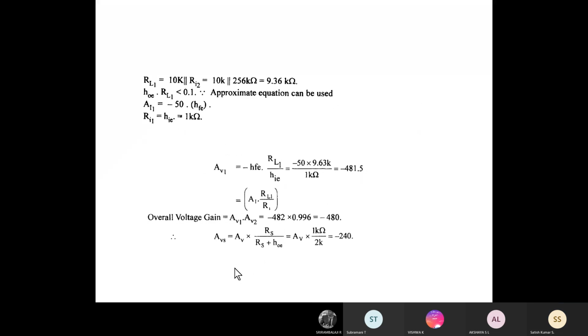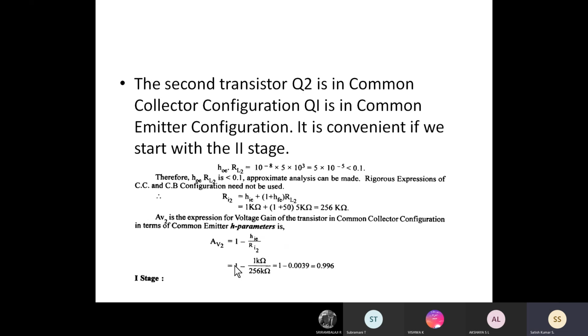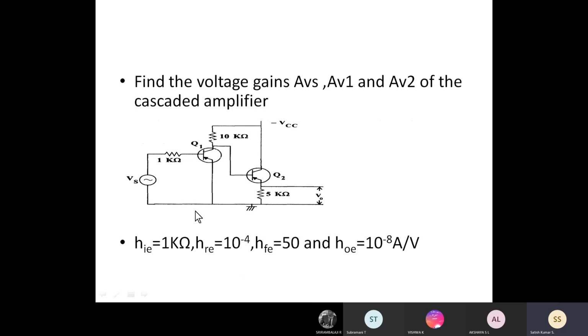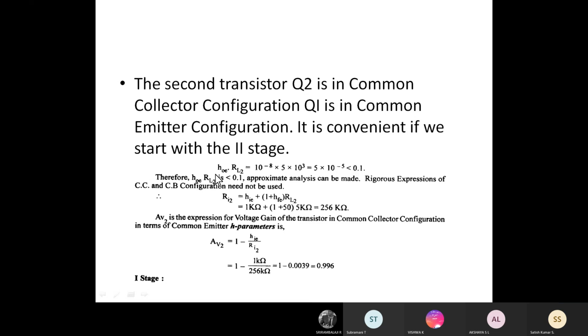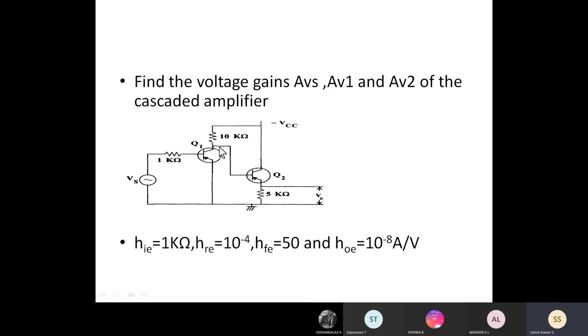Next, we have to calculate the load resistance of the first transistor, RL1. Will you please look at the diagram? That is the easy way to understand, because the diagram plays a major role. Here I'm going to calculate the load resistance of the first transistor. Load resistance of the first transistor. Look at that.